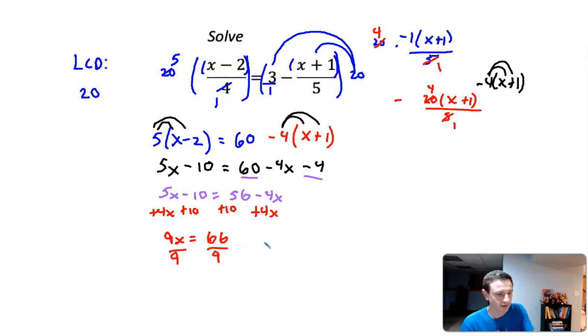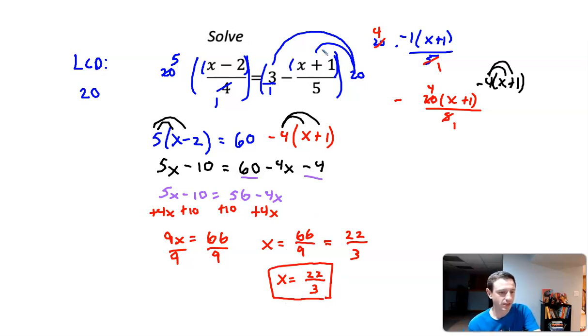Divide by 9 to solve this one-step equation, and we get 66 over 9, which can definitely be simplified to 22 over 3. 3 goes into 66 22 times, 3 goes into 9 3 times. So x is equal to 22 over 3. A little bit of a messy answer, but that's okay.